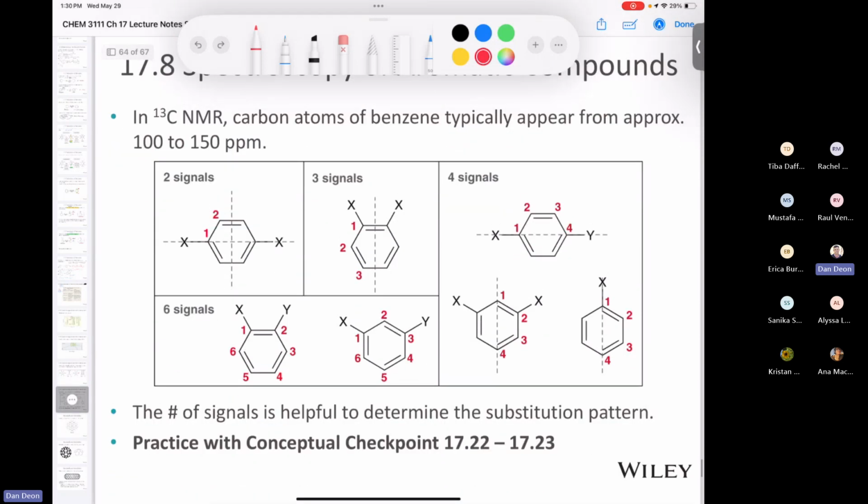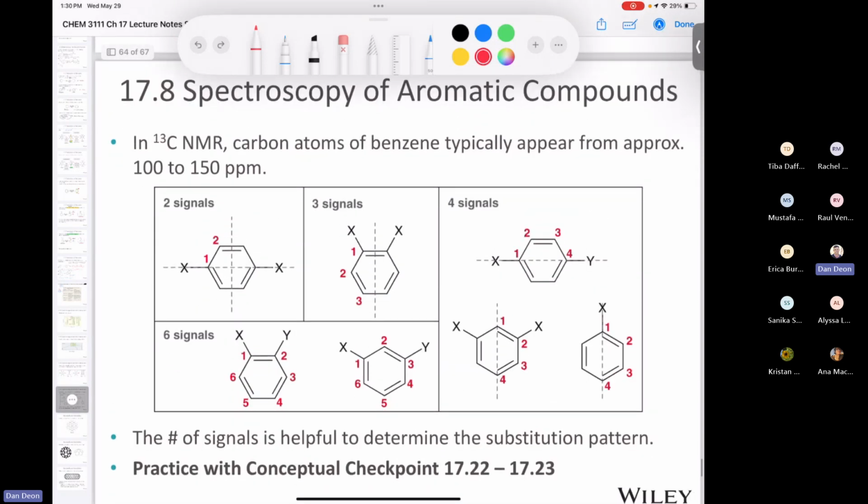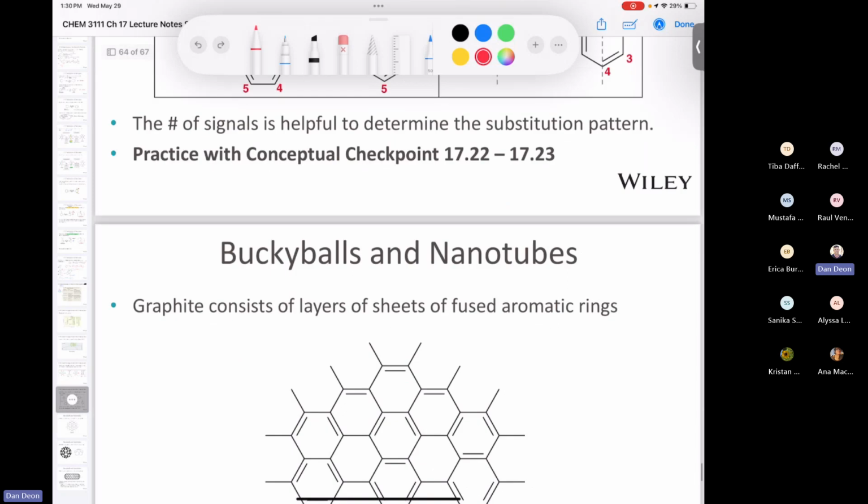All right, for carbon-13, this is always kind of fun for students. It's just looking for planes of symmetry, and based off of symmetry, we can determine how many carbon signals we're going to have for our aromatic ring.